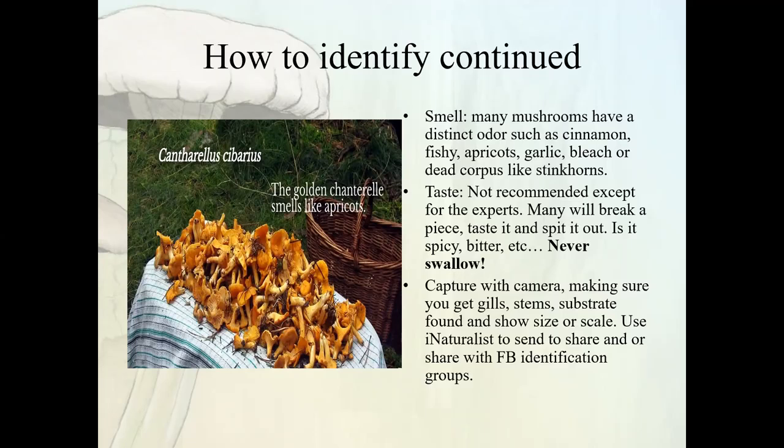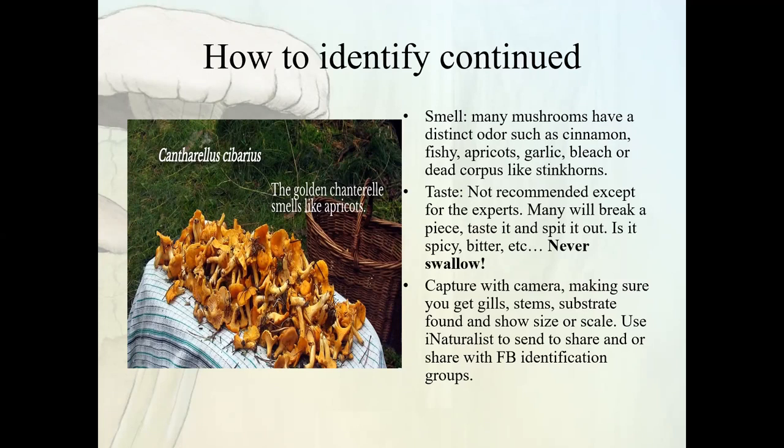So you won't ever get to the species unless you taste it, and you've got to spit out whatever you taste. If you accidentally swallow just a little bit, it won't kill you, even if it's a deadly mushroom. You have to consume a decent amount of the fungus for it to have adverse side effects. All right, so be very, very careful. In other words, if you're not certain, I don't go there.